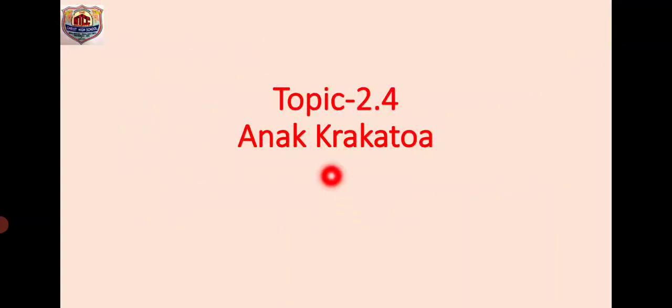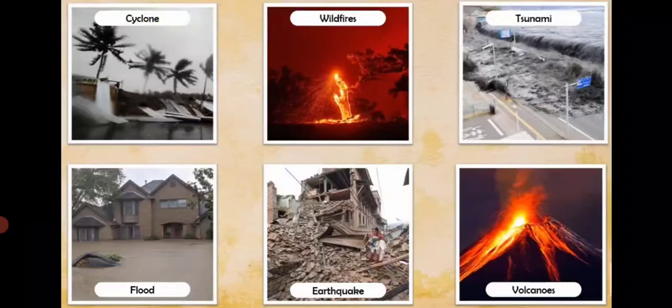Topic for today's class is 2.4 Krakatoa. So in today's class we are going to learn a new topic, that is Anak Krakatoa. Alright, before we start this lesson, I want you to have a look at these pictures. What do you see in the pictures? Yes, these are all different natural disasters, such as cyclone, wildfires, tsunami, flood, earthquake, volcanoes. So these are all types of natural disasters, children.